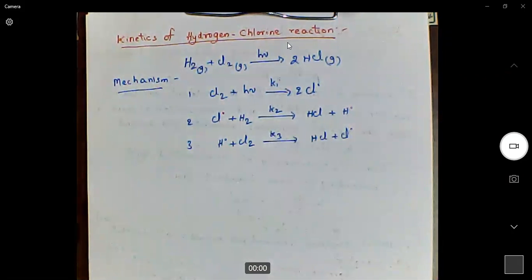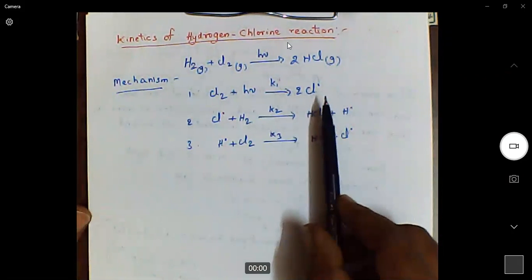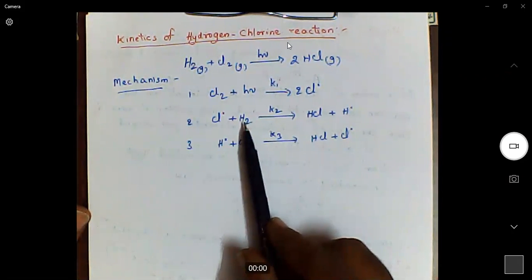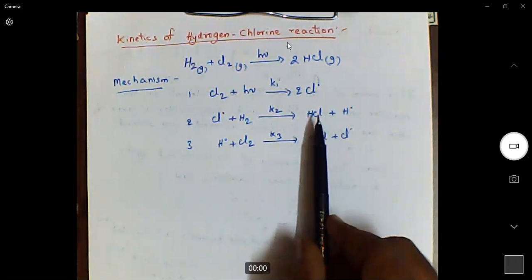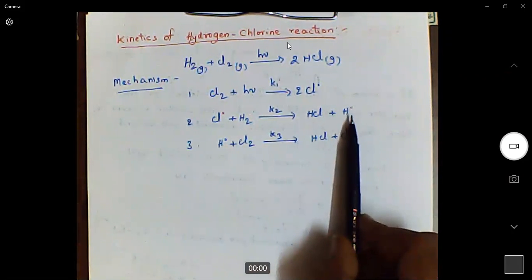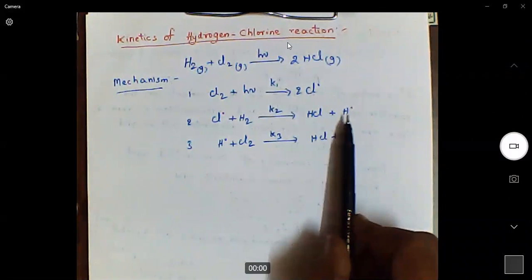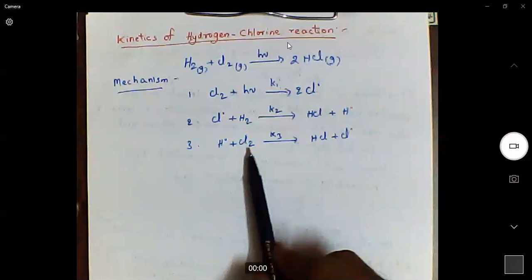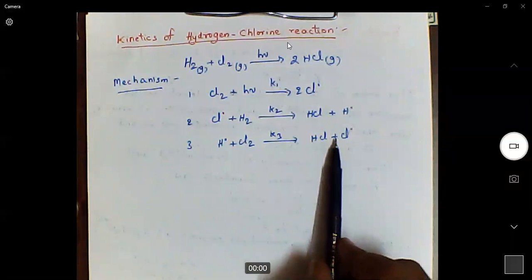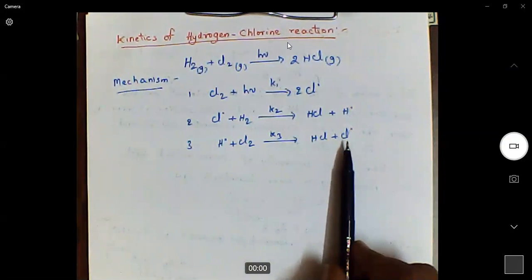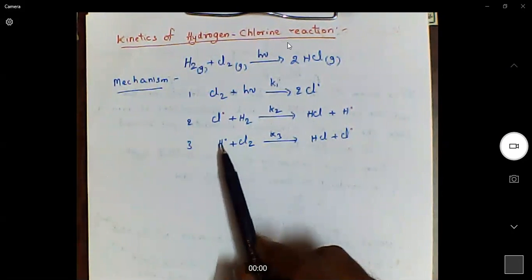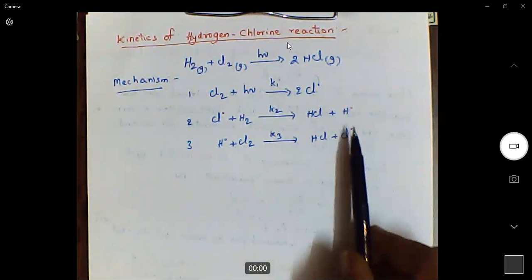So this is the mechanism. In the first step, chlorine radical is generated. The generated chlorine radical will react with hydrogen and generates HCl. It again generates another reactive species, hydrogen radical. This reactive species will be involved in the next step. H radical will react with the chlorine gas and generates HCl, plus it again generates another reactive species Cl. So the reactive species Cl and H are generated in each and every step.